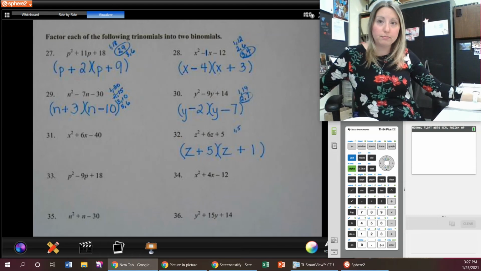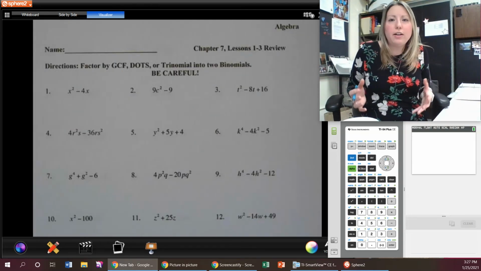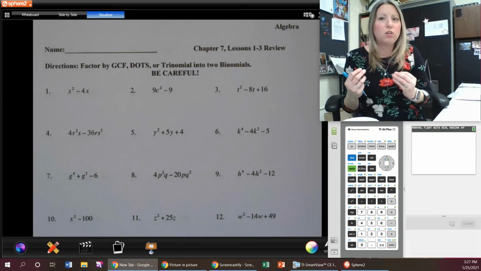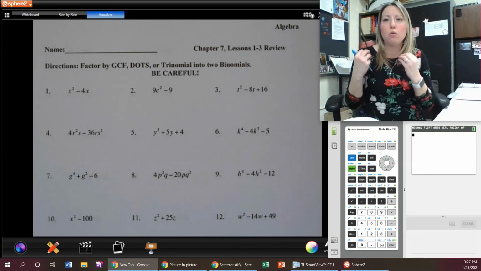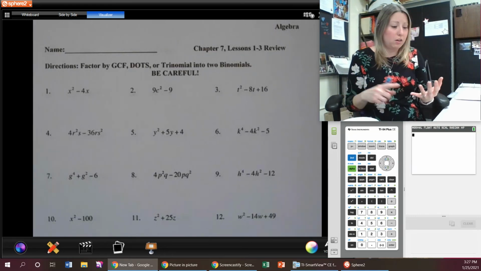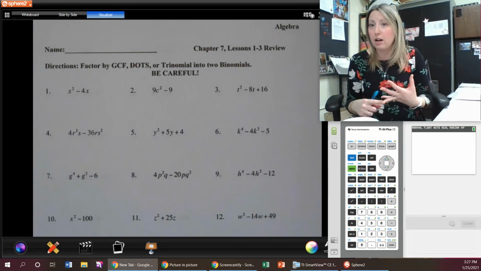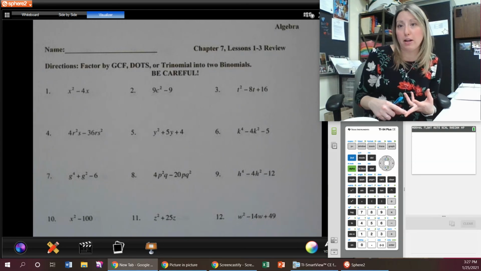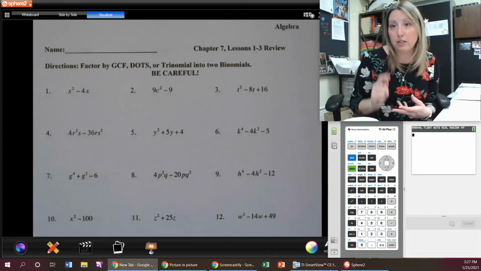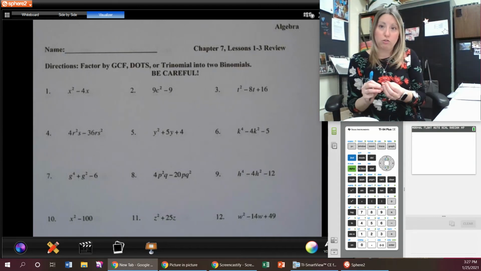Okay. All right, so we started out with the quiz review that had each section specifically telling you how to factor. But this just says factor in general. Could be GCF, could be DOTS, could be a trinomial and two binomials. And you have to make that determination. Here's the big secret for making that determination.